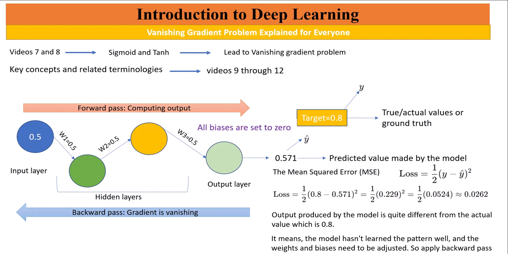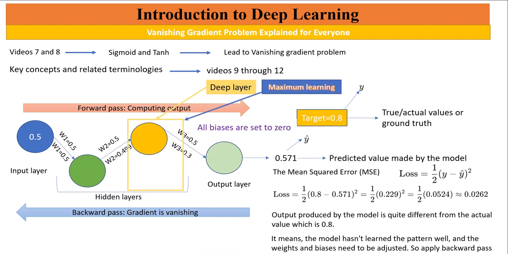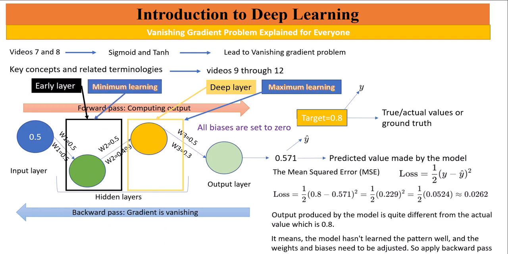In this scenario, you can observe that W3 is updated significantly, W2 changes only slightly, and W1 is not updated at all. This demonstrates that most of the learning occurs in the deeper layers, while the earlier layers experience negligible learning, an effect that clearly illustrates the vanishing gradient problem.